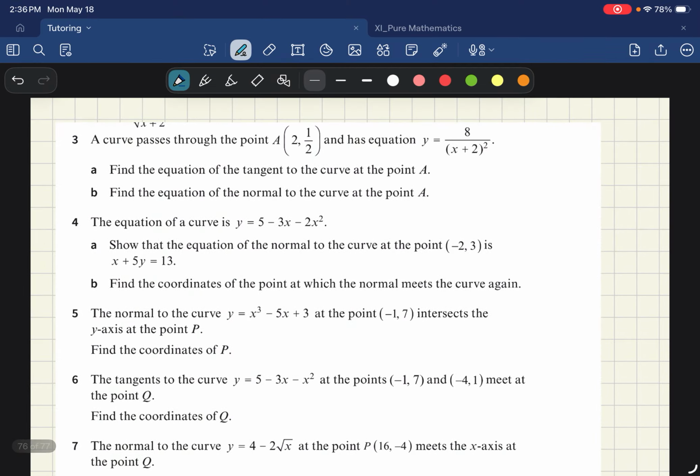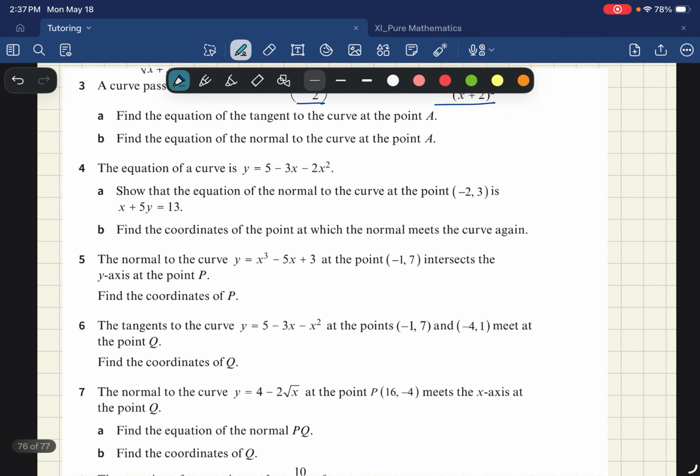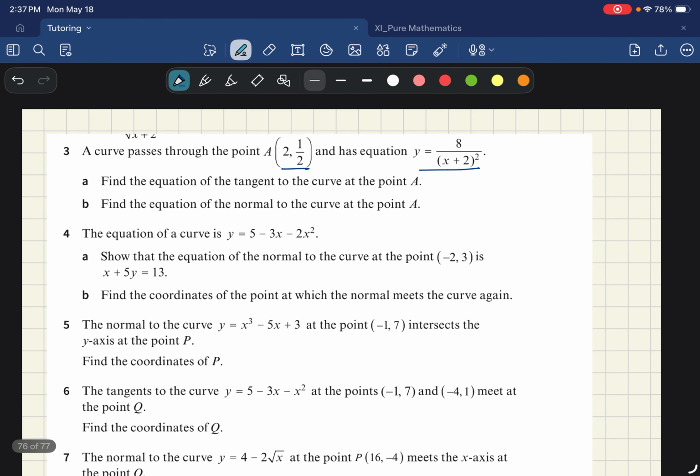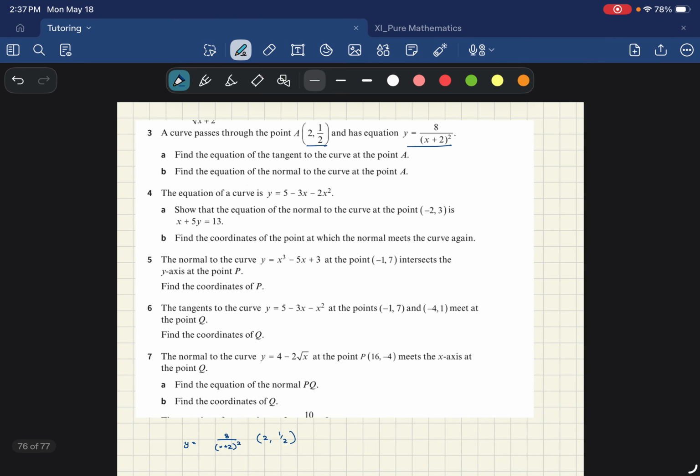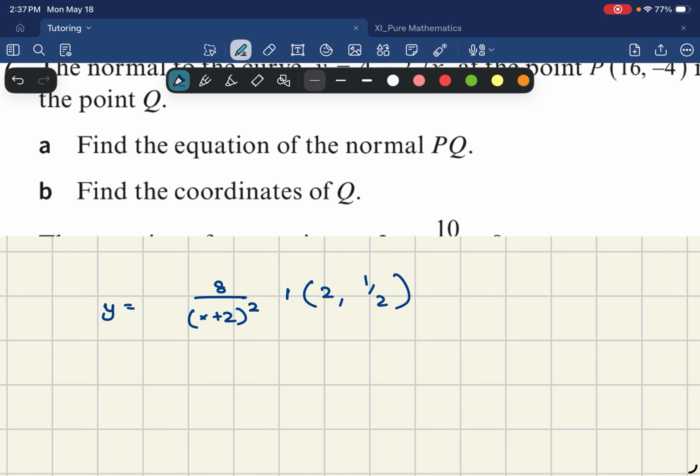Okay, question 3. A curve passes through this point and has this equation. We want to find the equation of the tangent and the equation of the normal. All right, so y is equal to 8 divided by (x plus 2) squared at the point 2 comma half, I believe. Yes, this is point A.